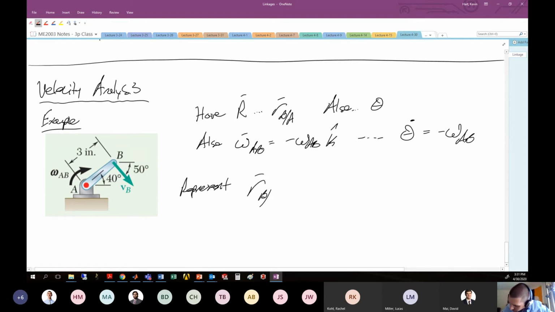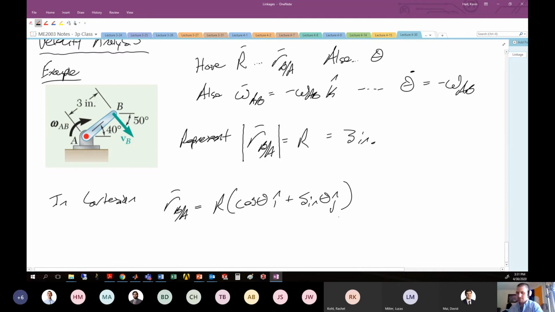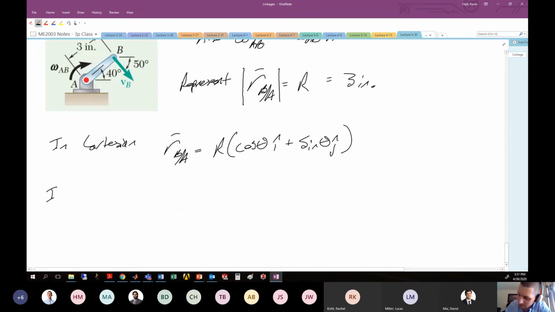Let's represent the position vector which locates B from A. If you're going to do this in traditional Cartesian coordinates, let's define the magnitude first. Here, let's represent the magnitude of the position vector arriving at B from A as capital R, which we know is 3 inches in this particular example. It's given to us. And in Cartesian, the position vector locating B from A is R times cosine theta i hat plus sine theta j hat, obviously.